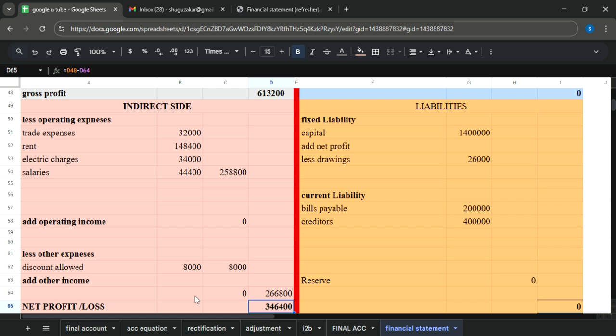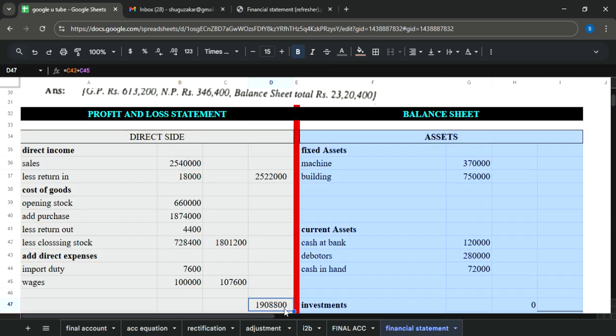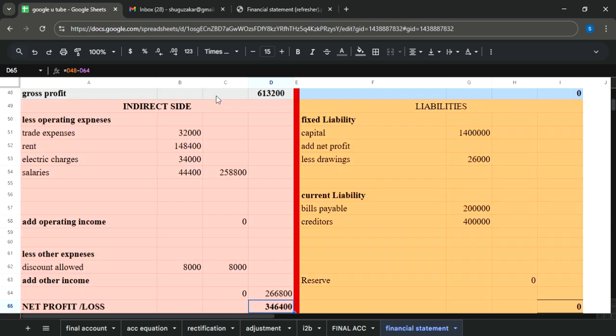What we have done, this was your gross profit, and both operating expenses and other expenses, their sum is 266,800, and these expenses are required to be subtracted. So 613 minus 266,800, you have got your net profit 346,400, and here you can see your net profit is 346,400, and our answer is matched.